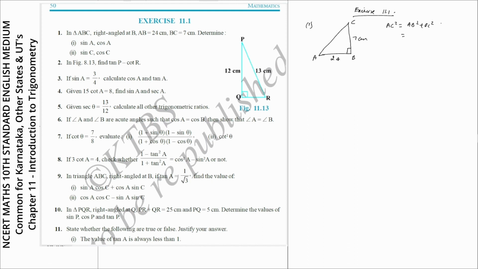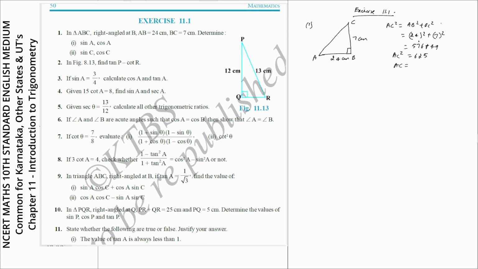So this is equal to AB is 24 centimeter, 24 square, plus BC is 7 centimeter, so 7 square. 24 square is 576, plus 7 square is 7 7s are 49. So these two give 9 plus 6, 15, carry 1; 7, 8, 9, 10, 11, 12, carry 1, 6, so 625. AC square is equal to 625.